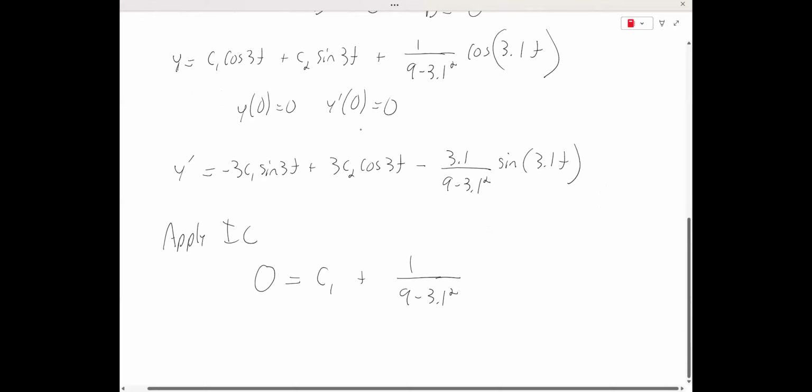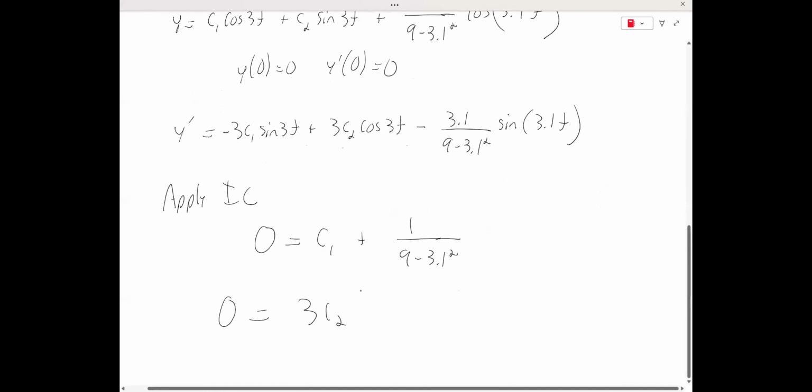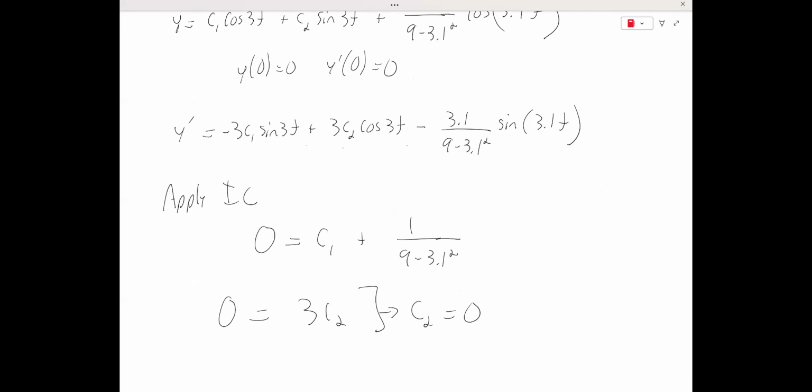Now for the other condition, y prime of 0 is 0. So I plug that condition in. So I get 0 equal, now this would drop, this would stay. So you get 3C2, and this would drop over here, because it's sine, so that would drop. So C2's got to be 0. So C2 is 0, and the C1 would be the negative of that thing. So C1 equals negative 1 over 9 minus 3.1 squared.